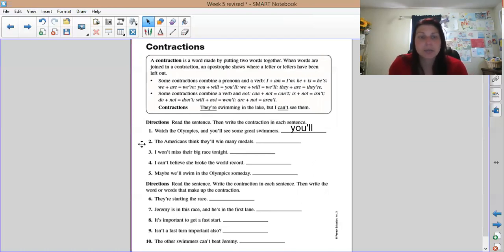All right, let's go on over to number 2. The Americans think they'll win many medals. So once again, if they are competing in the Olympics, that's what they're talking about, that the Americans that are competing think they'll win many medals.